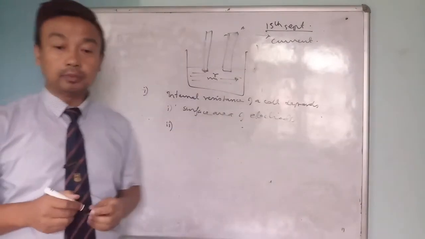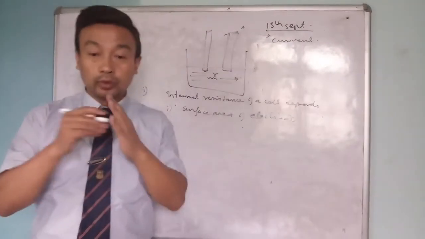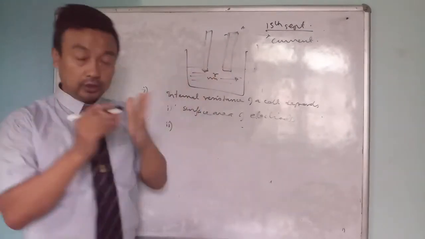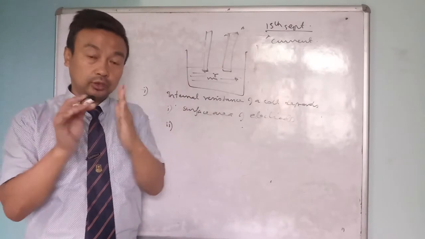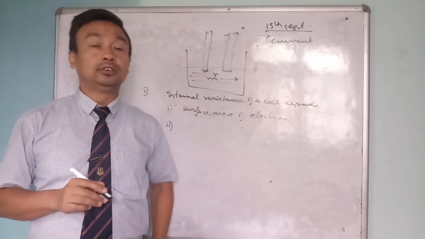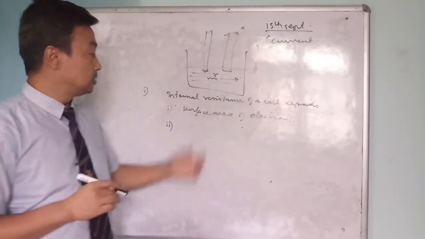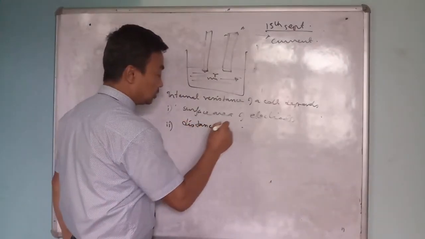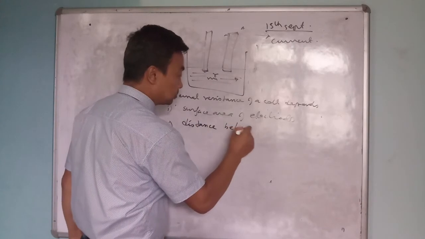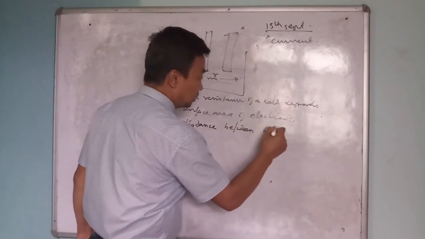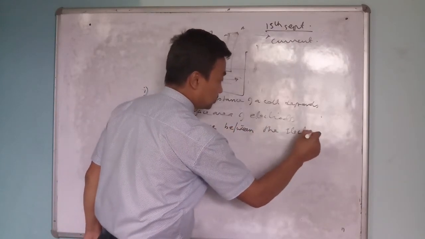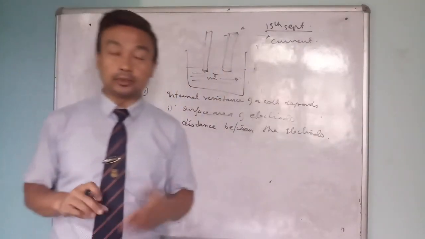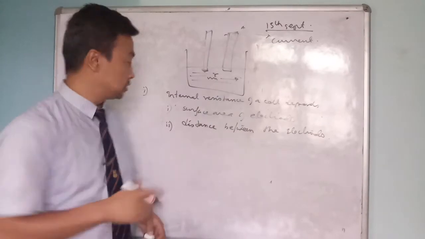Second factor is it depends upon the distance between the electrodes. If the distance between the two electrodes is more, then the internal resistance will be more. So that is directly proportional. Greater the distance, greater is the internal resistance.